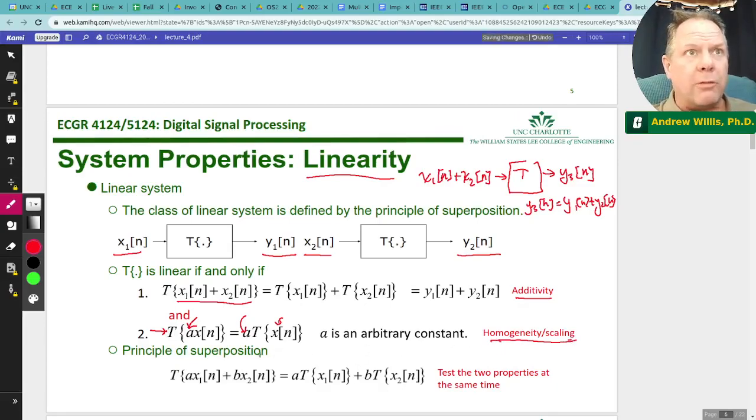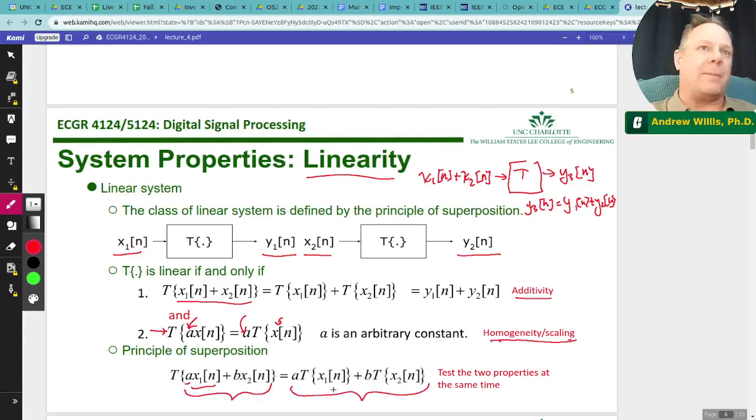Now if we put both of these properties together, that means we can take x1, multiply it by some scale factor a, put it into the system, and get out a times y1 as output. Take b, multiply it by another signal, x2, put that into the system and get b times y2 as output. Or we could take their entire sum, a x1 plus b x2, and get a y1 plus b y2 as its output. So this tests both properties for both signals at the same time. And it's the most developed and complete description of the linearity property.